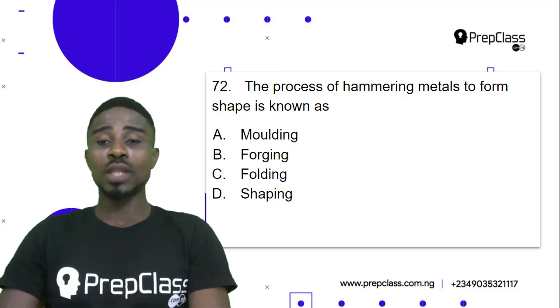For example, if you are forging a metal into a sword, it is heated and hammered until you get the exact shape of the metal as a sword or as any other material. So our correct answer is option B, forging. Let's check it out.